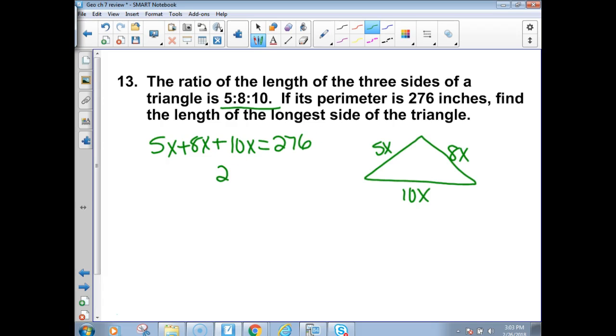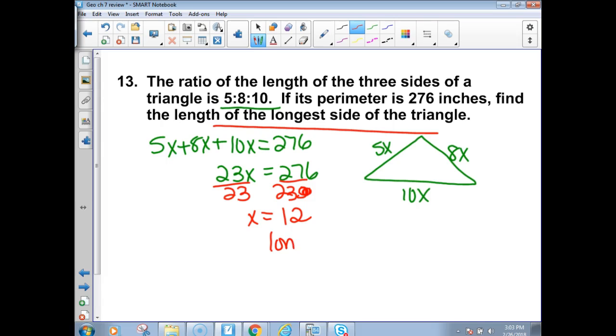You would add and get 23x equals 276. You would divide both sides by 23. And you get x is 12. And then it says, tell me the longest side. So the longest side's going to be, which one would you plug into? The 10 times x. So 10 times 12 would be 120. And since it said the perimeter was in inches, that should be in inches.